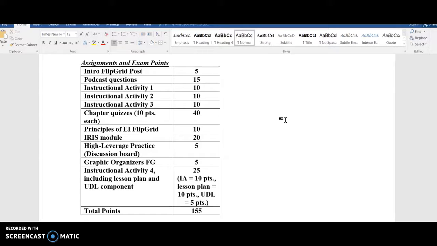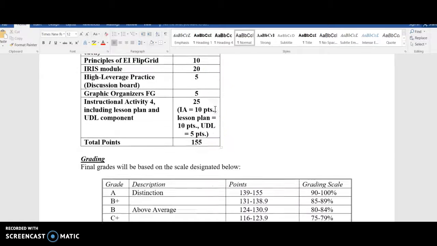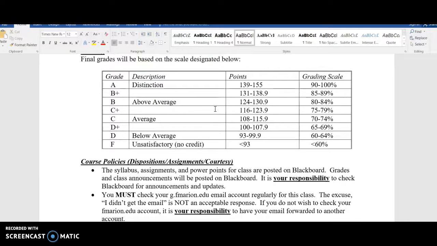And to me, I'd rather have more assignments, but have them worth fewer points. I don't want you to stress out and freak out over assignments. That's why I give you a lot of smaller assignments worth smaller points. Okay. So, hopefully you will find them relevant and useful to you.